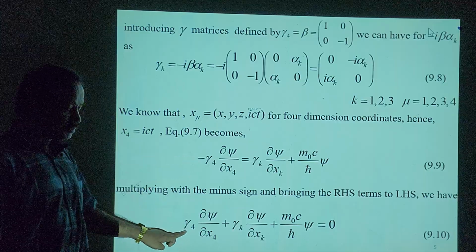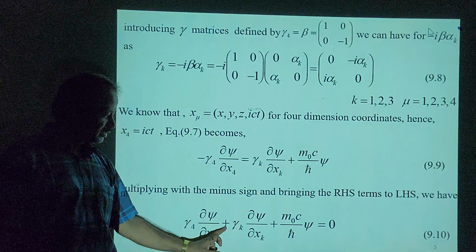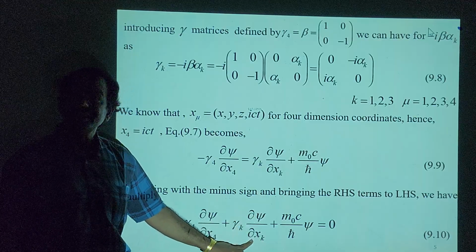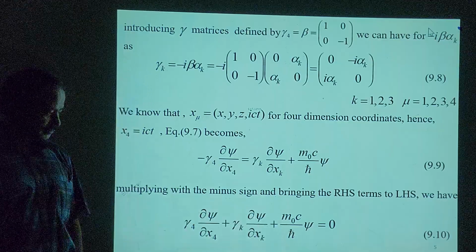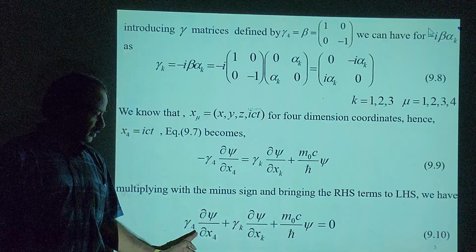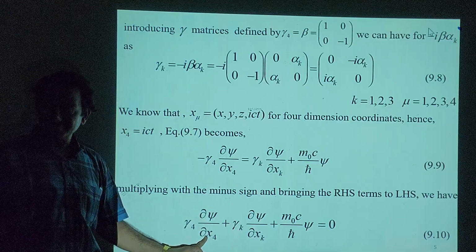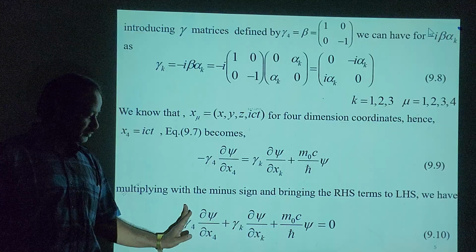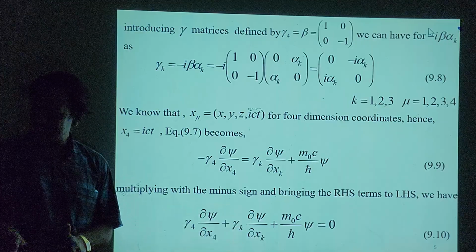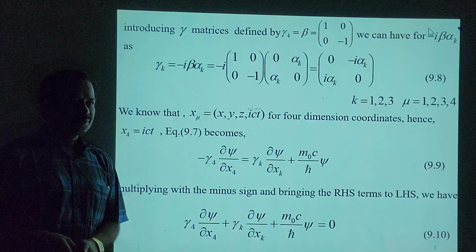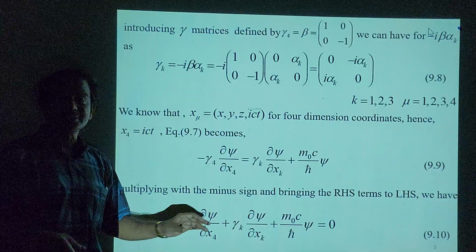So you will have gamma 4 d psi by dx4, time coordinate, gamma k d psi by dxk, space coordinate, plus m naught c by h cross I. Is it okay? So look at this, this is x4. x4 stands for ICT. It's a time coordinate. Okay. So look at this equation. We have first order differential equation, both space and time. So symmetry exists both in space and time. Very clear that it's a linear equation and also it's a homogeneous equation.